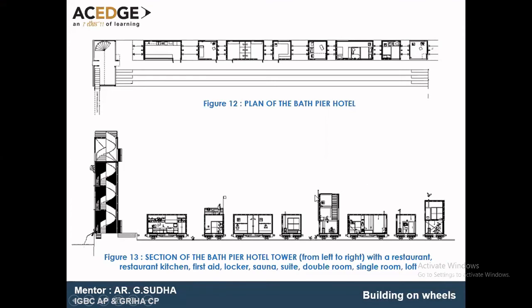And these are the different types of room configurations that are available in the hotel. This is a suite, which is a multi-level accommodation. And then you have a double room, which is slightly a larger one. There's also a single room configuration available. And you have a loft facility, which can be shared by 2 to 3 people.